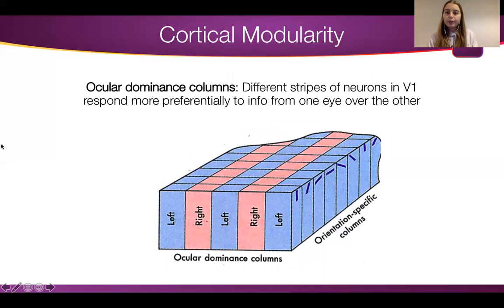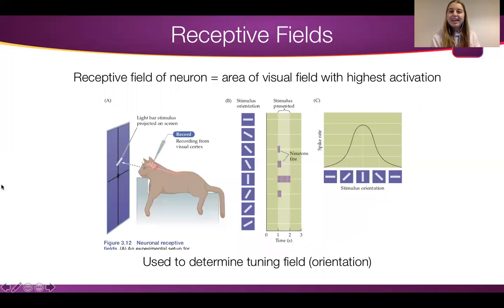The third way in which the brain organizes visual information is cortical modularity. And what that means is that we have ocular dominance columns, and there's actually a lot of information that is still unknown about them, but what we do know is that we have different strips of neurons, and each strip responds more predominantly to information from one of the two eyes. As you can see, some respond better to information from the left eye and others respond better to information from the right eye.